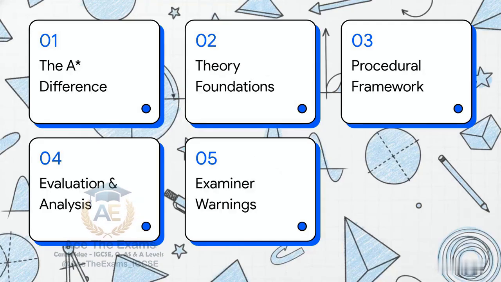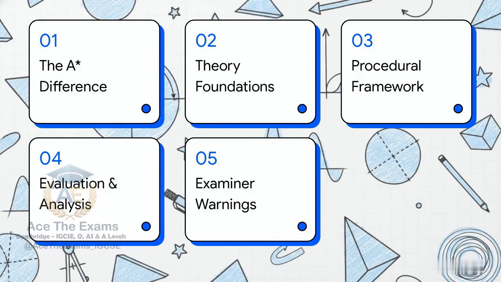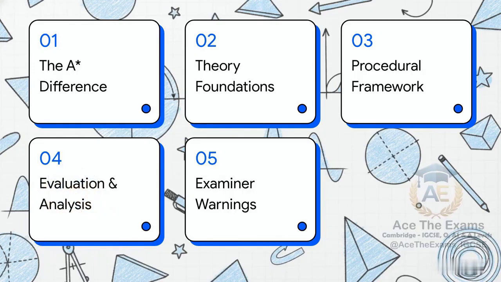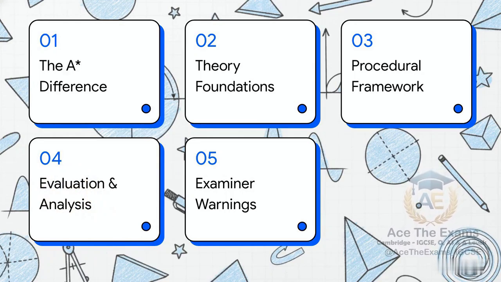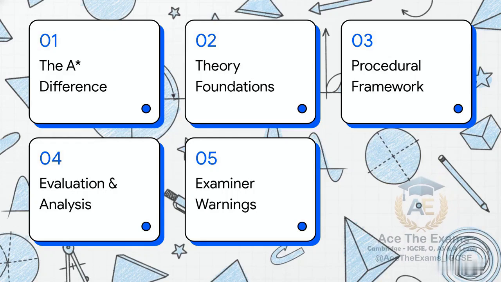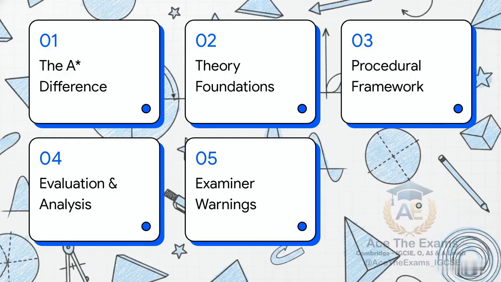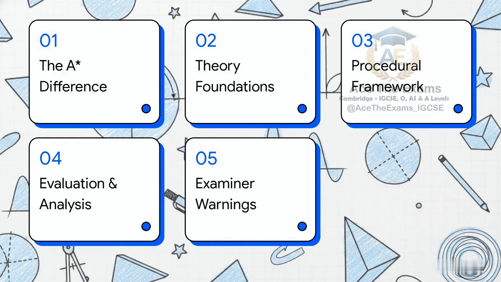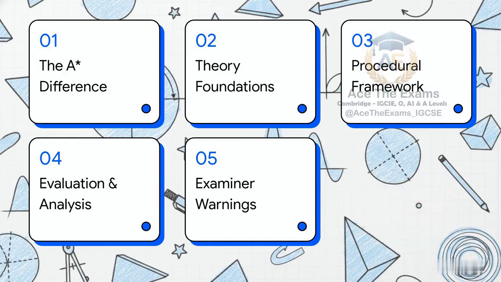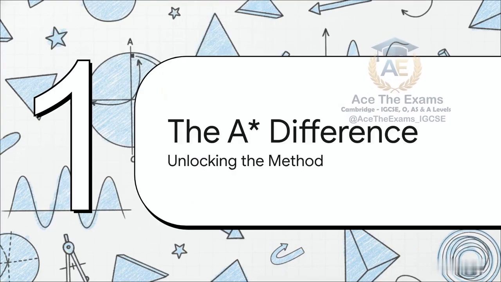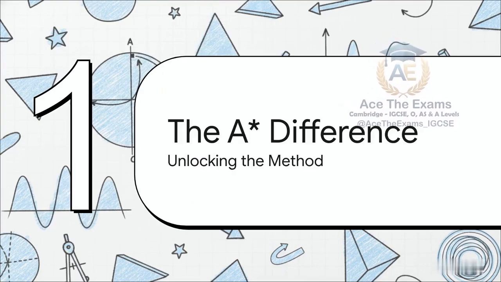To get you operating at that A-star level, we have a meticulously structured journey for this session. First, we are going to explore the A-star difference and unlock the actual method. Second, we will lay down the theoretical foundations of the math itself. Third, we introduce the procedural framework, your step-by-step answering blueprint. Fourth, we dive into evaluation and analysis to get you thinking exactly like an examiner. And finally, we will cover the top examiner warnings that you absolutely must avoid. Let's kick things off with Section 1, the A-star difference, unlocking the method.